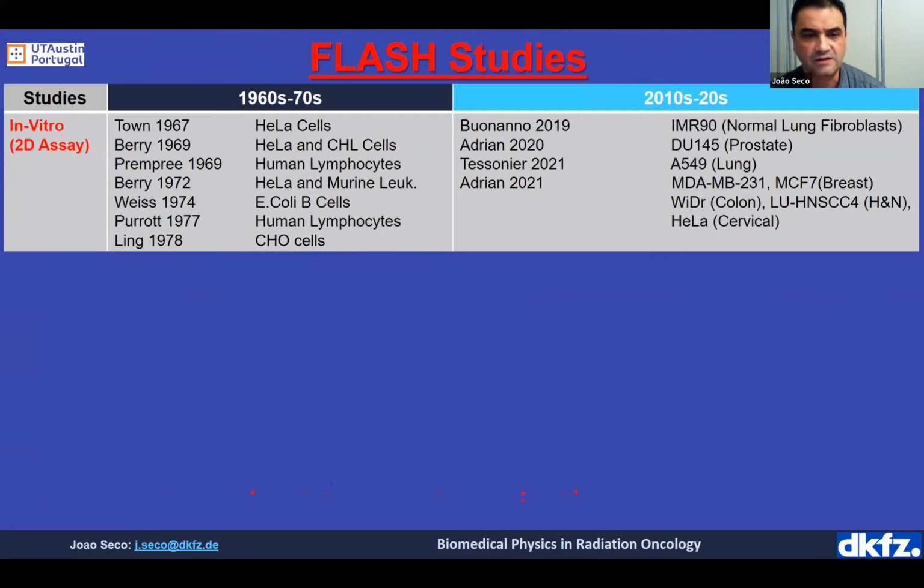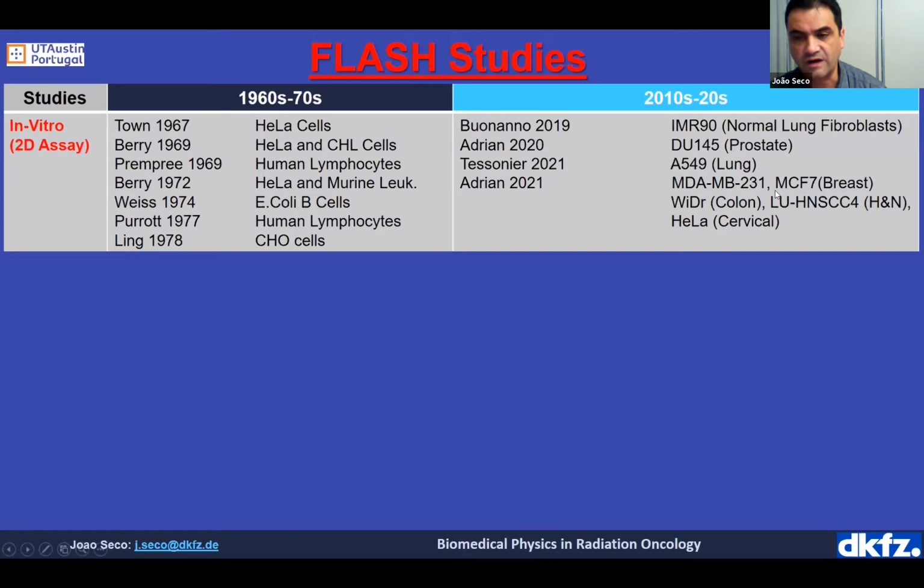And you can see a very large amount of in vitro assays done in the 60s and 70s. And there's a lot more. I haven't put all of them there. There's dozens of them. So there's a lot of assays. Started in 1967 for mammalian cells and went on to the mid and late 80s. While in the last 10 years, there's been a handful of them.